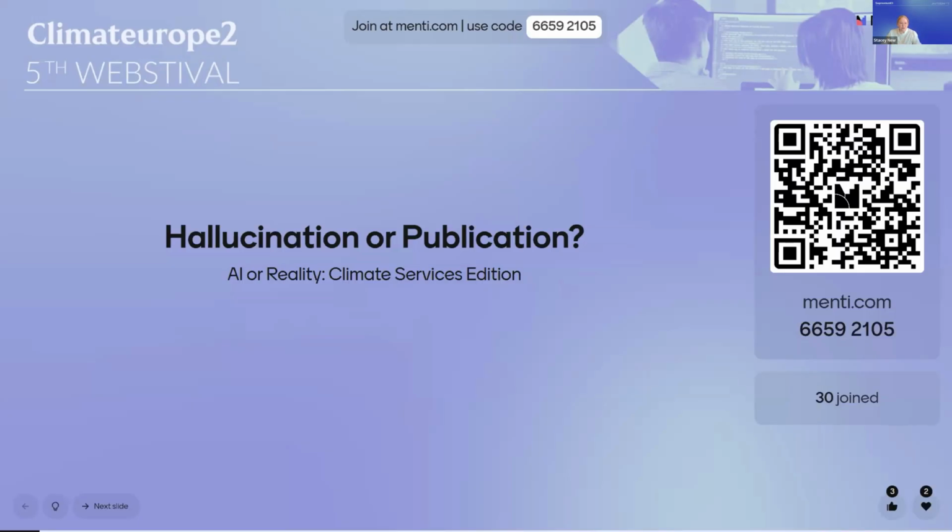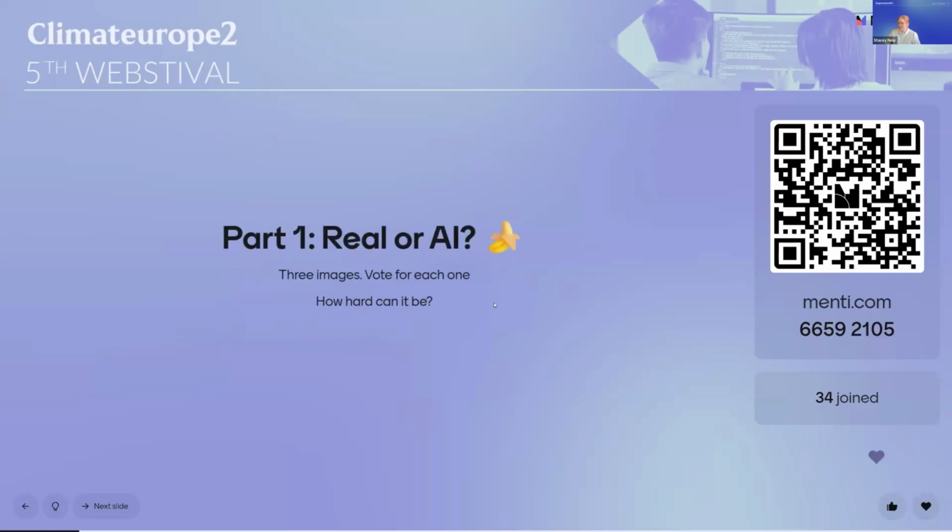So we have 2 rounds. One round is going to be your eyes versus AI, so not typically using an LLM, but just to get you started. And then round 2 is your brain versus AI, where we're going to explore an LLM. So let's start. If you haven't joined yet, the QR code will be on the side of the screen, so you can join at any time. So part 1 is real or AI.